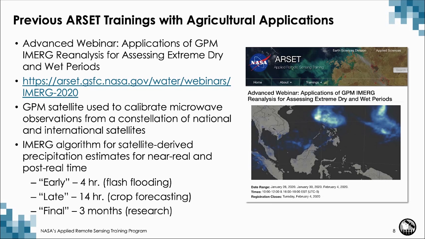IMERG provides multiple runs for different user requirements for latency and accuracy. The early run is a near real-time product with a 4-hour latency. The late run has a 14-hour latency and can be used for crop monitoring and forecasting. The final run is a post-real-time product with a 3-month latency. The final run is the research product, which has the highest accuracy.